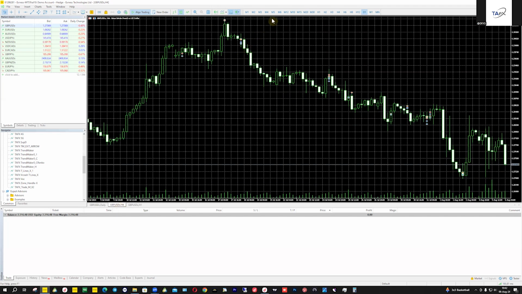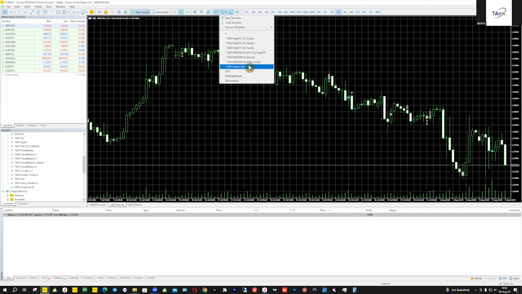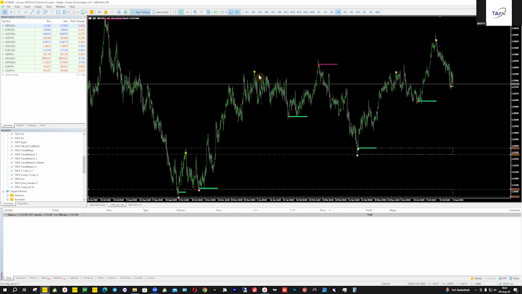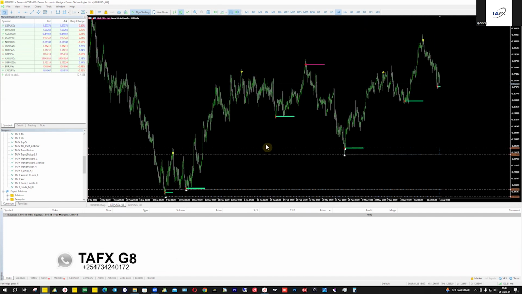Let's jump in to 4 hours time frame. That is our middle time frame, whereby this is where now we attach our EA. Now, let us analyze what is happening now in 4 hours time frame.